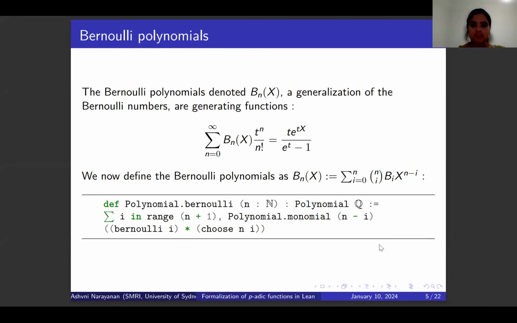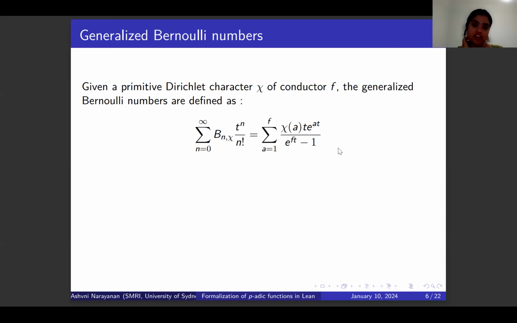So these are rational polynomials in terms of Bernoulli numbers. And the point of interest for me is this generalized Bernoulli number, which corresponds to a Bernoulli number twisted by a particular Dirichlet character. I will get to the definition of a Dirichlet character in a second. But again, these come from generating functions of this form. And when chi is trivial, you can see that you regain something in terms of the nth Bernoulli number.